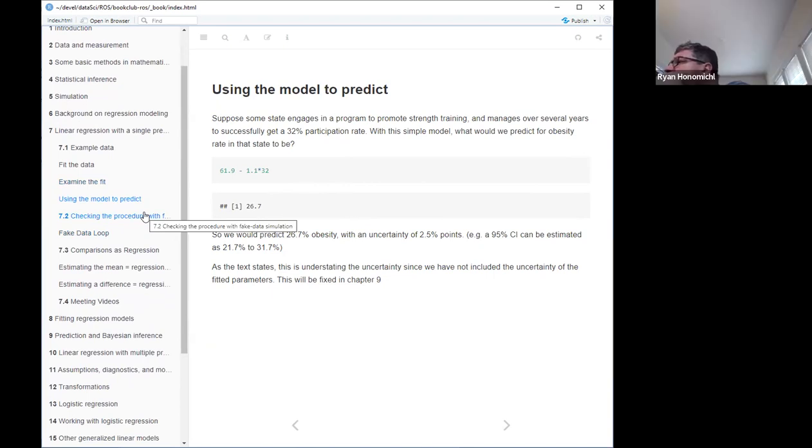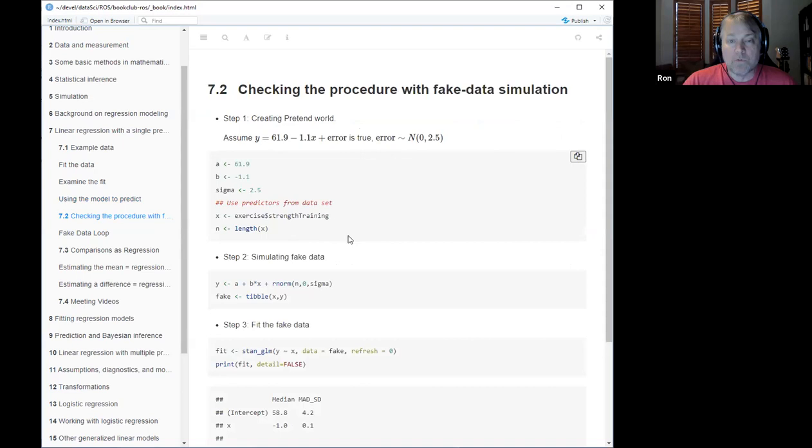Let's see, where were we? So the next part of the book talks about fake data, and I love fake data, it's great stuff. So the idea is you create this pretend world where these are the actual facts, where y equals 61.9 minus 1.1 times x plus some error term, and we assume the error is normally distributed now, with a standard deviation of 2.5 percentage points in obesity, as it were.